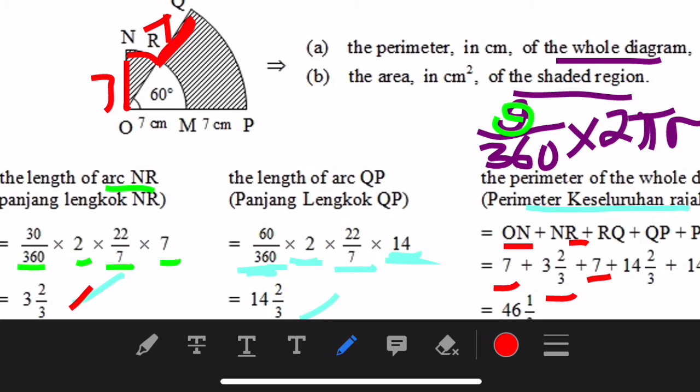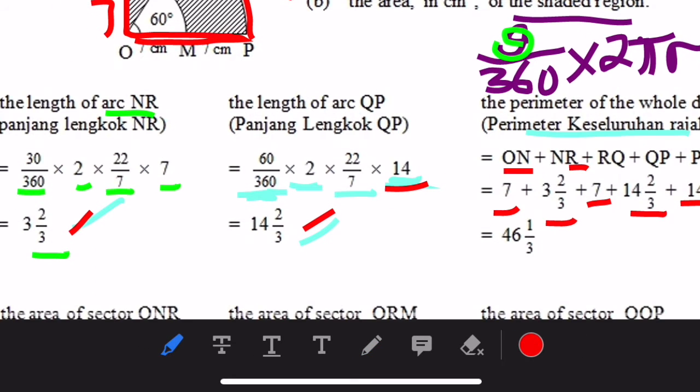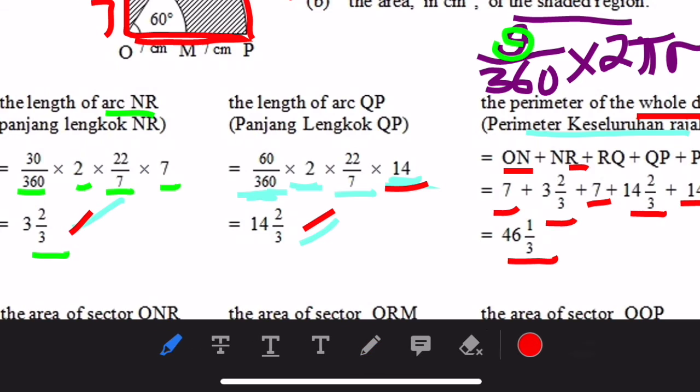Just now we have 3/2 for the arc length. 3/2 for this one. And then we also have this one, which is just now we have 14/2. Okay, and finally we have this one, which is 14. Okay, which is 14 the radius, 14/2. So we add all the length. That is the perimeter for the whole diagram, which is 46 1/3. Give your answer in mixed fraction is better, right?